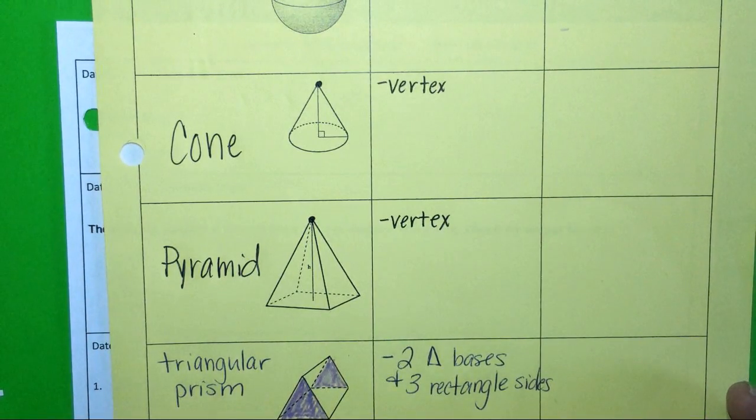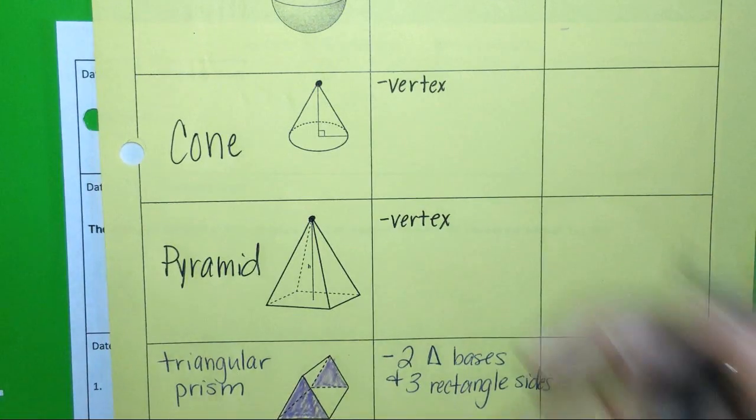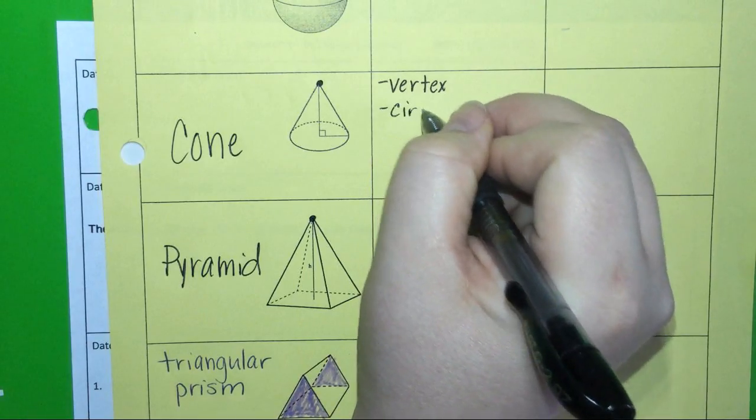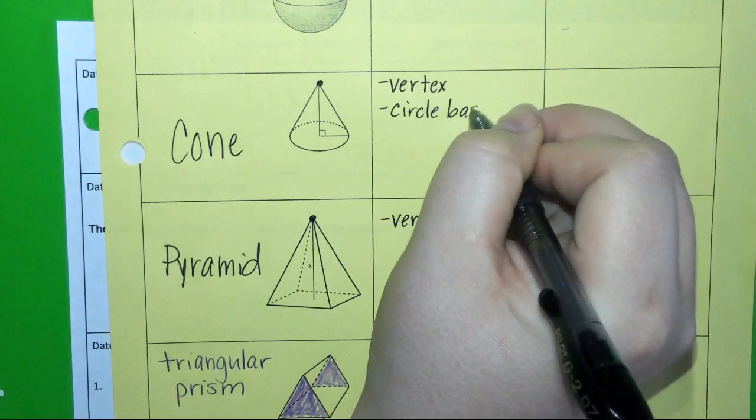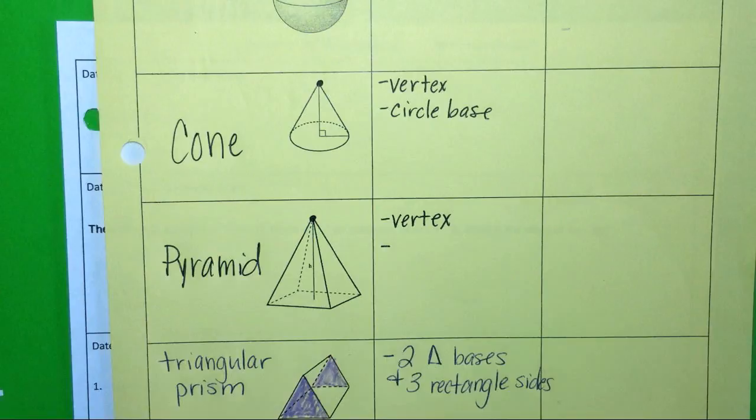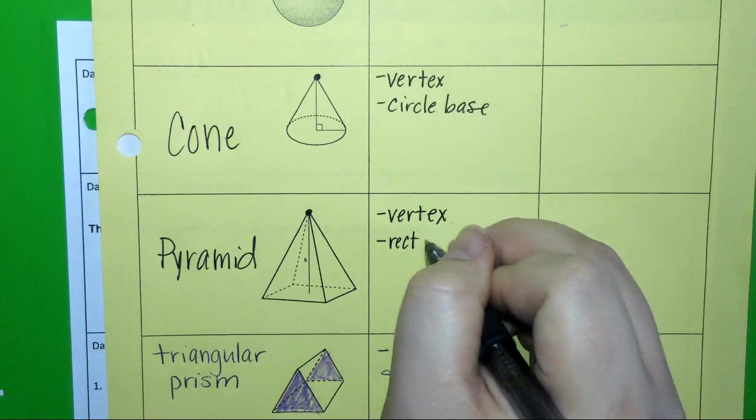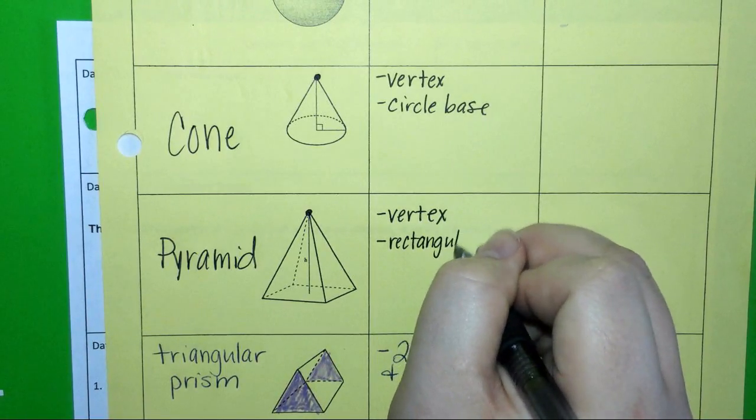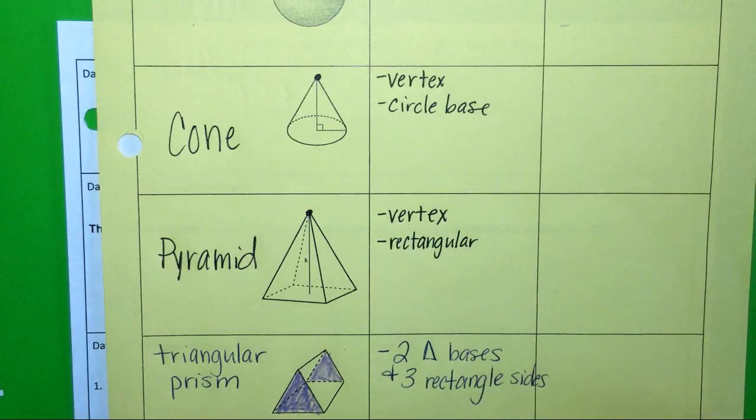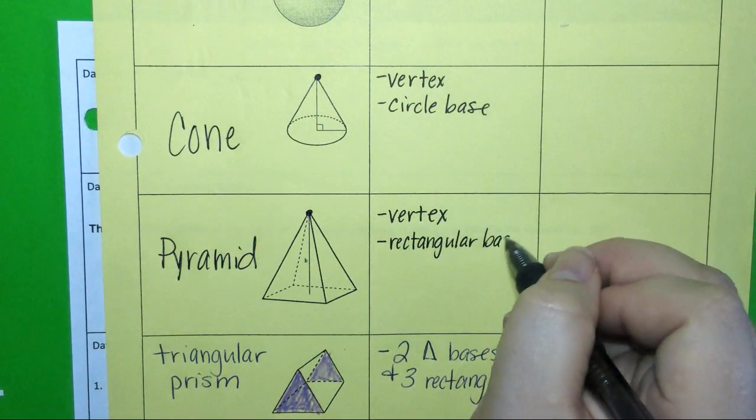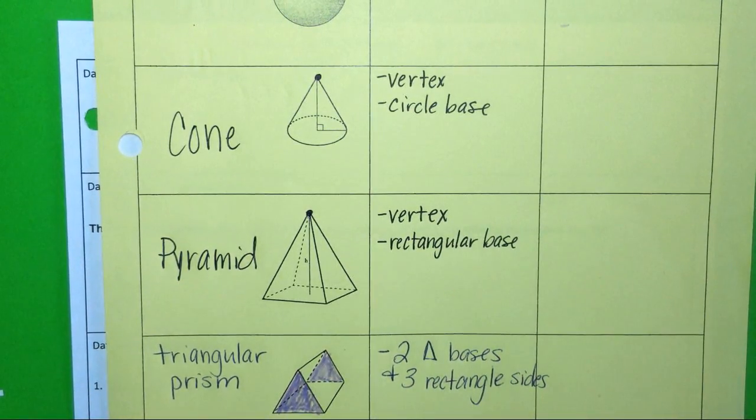Okay, and then what else do you notice with a cone? The circle base. And with the pyramid, what do you notice? I can't tell if it's square or rectangular, so I'm going to put rectangular base. A rectangle base. But it doesn't necessarily have to be a rectangle.